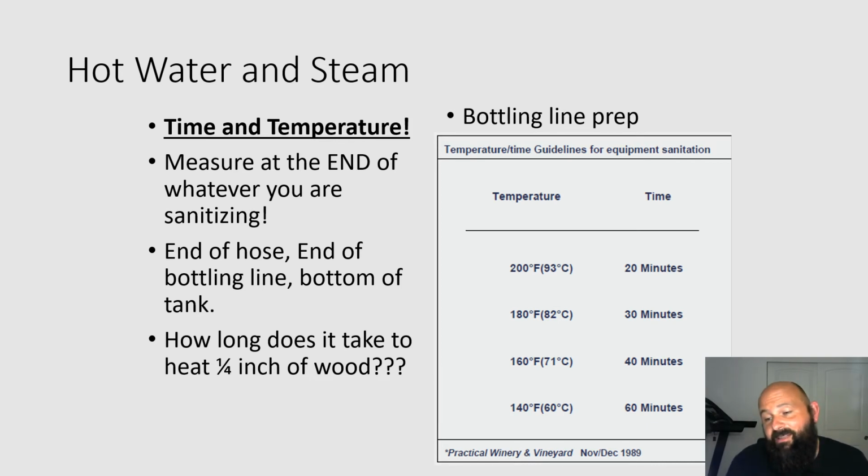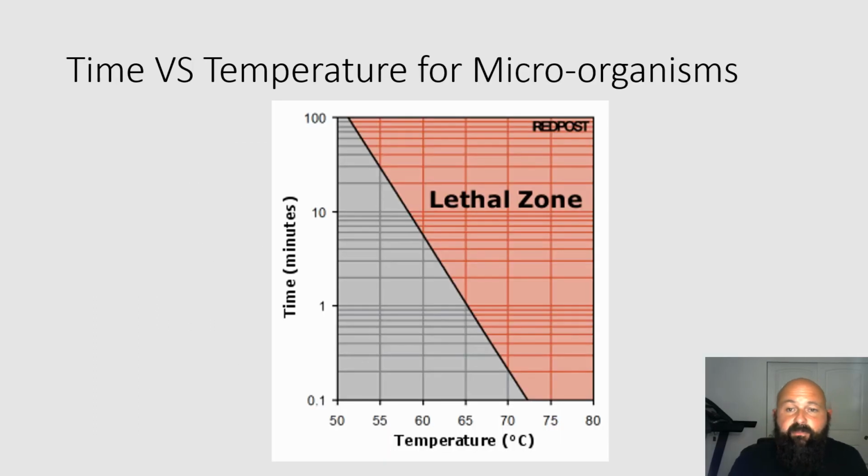So steam is great, but for wood, it is a little bit harder to make sure that you've got that barrel truly sanitized. But for academic purposes, time versus temperature for microorganisms, once you get north of 70 degrees C, most of the things we see in a winery are going to be dead in a matter of just seconds. So for stainless steel tanks, as soon as you get them hot, north of 75 degrees centigrade, that tank, for all intents and purposes, is sanitized.